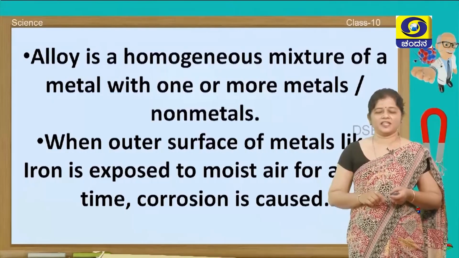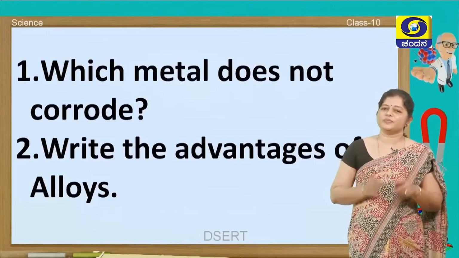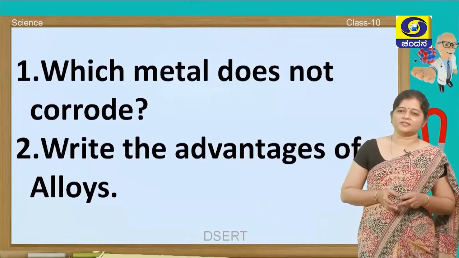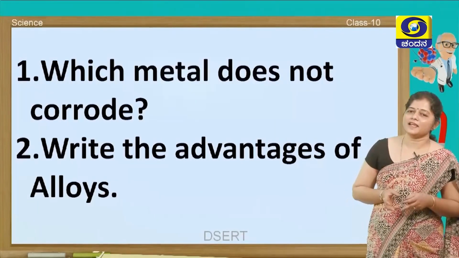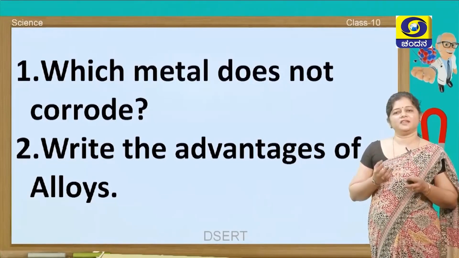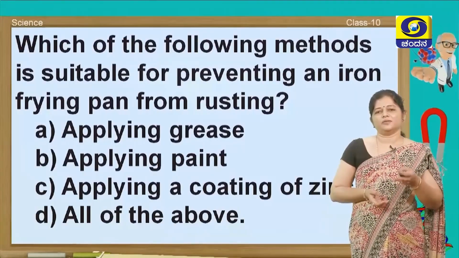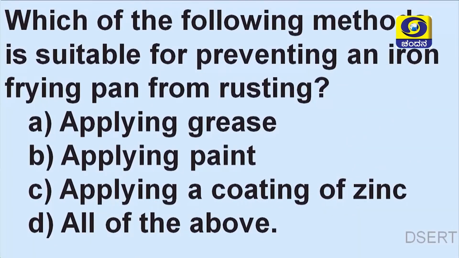And now it is your assignment time. Which metal does not corrode? Think of a metal which does not corrode, and write the advantages of making alloys. Which of the following methods is suitable for preventing an iron frying pan from rusting? Is it applying grease, or applying paint, or applying a coating of zinc, or doing all the above? Can we prevent an iron frying pan from rusting by all these methods?